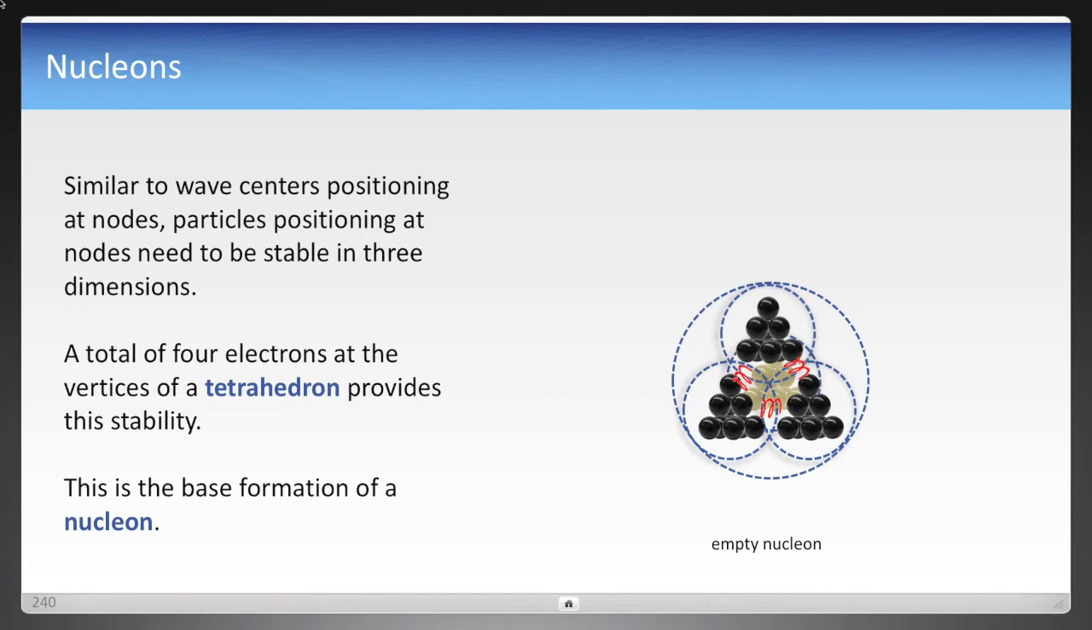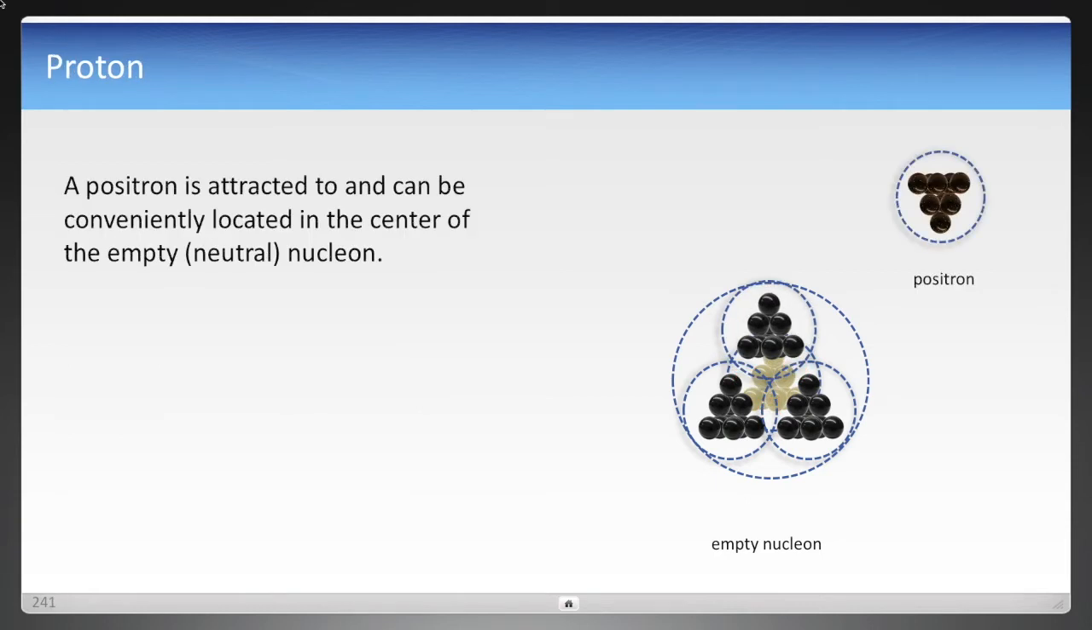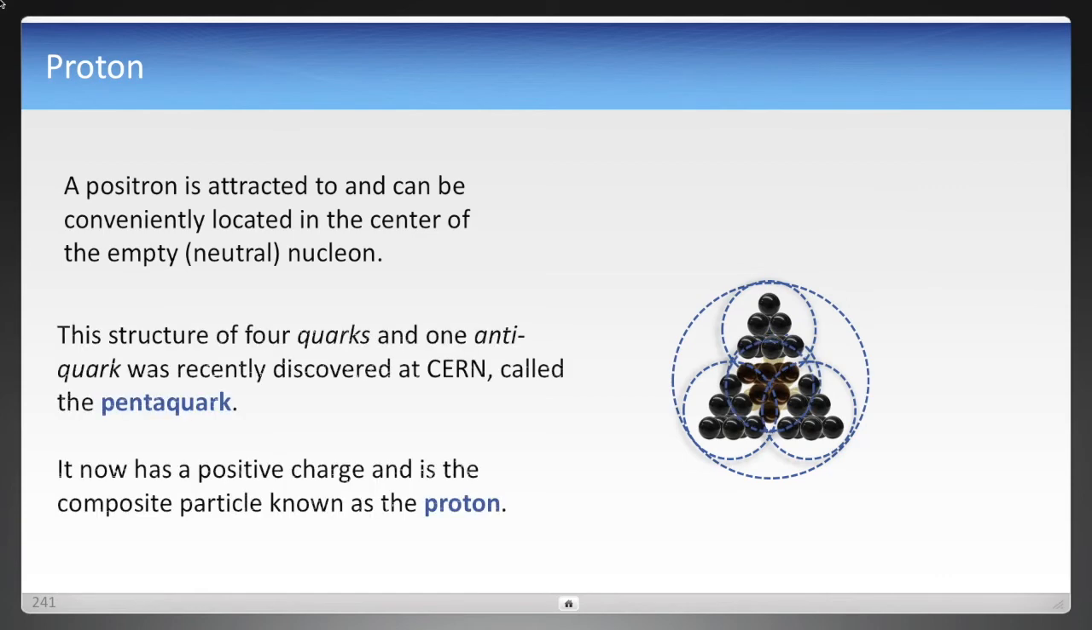And even though you can't see it, in the back there, in sort of grayish, is the back of the tetrahedron. So you've got four arranged as a tetrahedron. Okay. Now that'd be an empty nucleon. Now a positron could be attracted to and conveniently located here in the center.